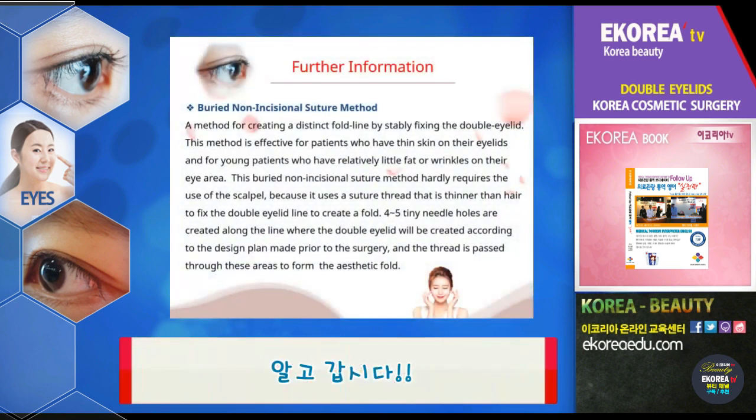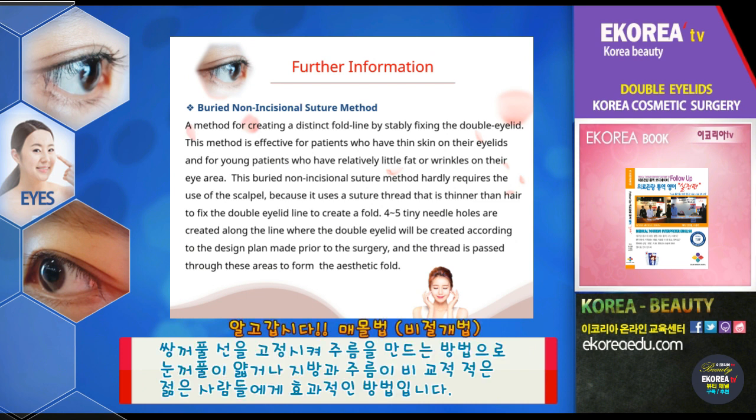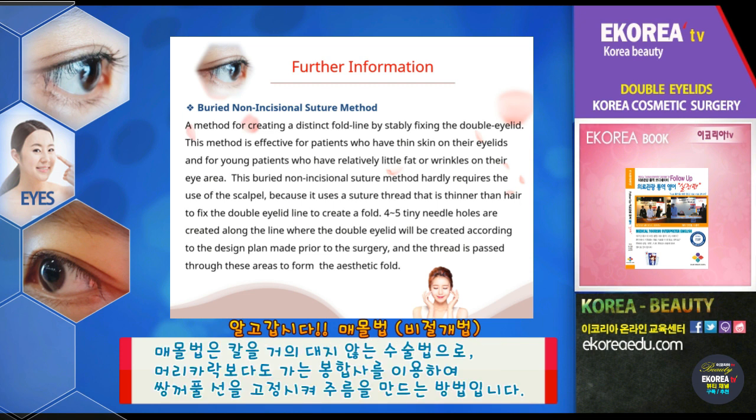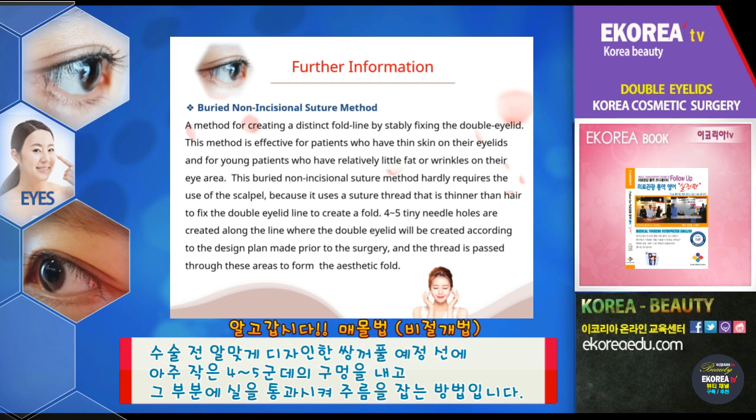Further information. Buried non-incisional suture method. A method for creating a distinct fold line by stably fixing the double eyelid. This method is effective for patients who have thin skin on their eyelids and for young patients who have relatively little fat or wrinkles on their eye area. This buried non-incisional suture method hardly requires the use of the scalpel, because it uses a suture thread that is thinner than hair to fix the double eyelid line to create a fold.